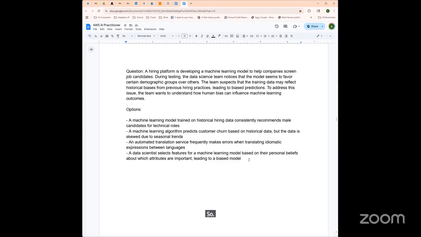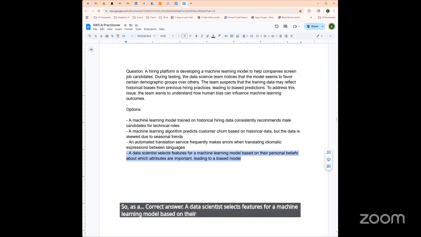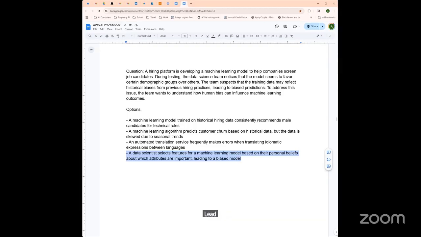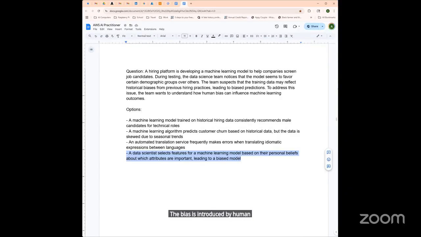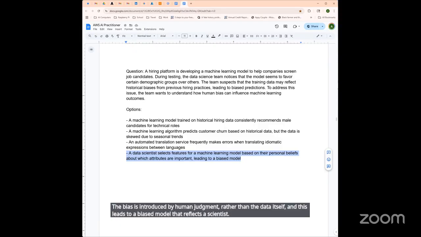So, that's the correct answer. A data scientist selects features for a machine learning model based on their personal beliefs about which attributes are important, leading to a biased model. So, this scenario exemplifies the human bias, right? This is where the data scientist's personal beliefs influence the feature selection process. The human decision making directly impacts the model's development. The bias is introduced by human judgment rather than the data itself, and this leads to a biased model that reflects the scientist's preconceptions. All right.